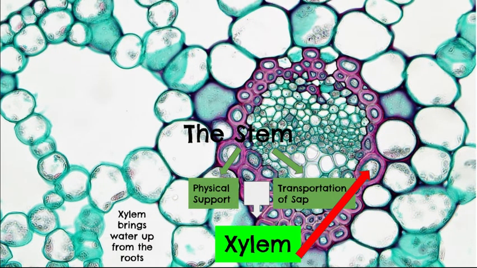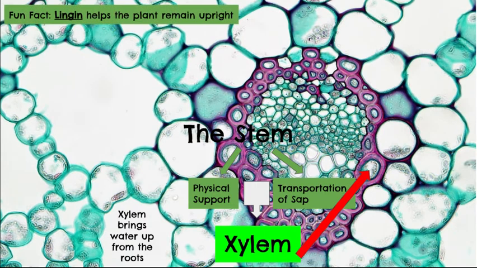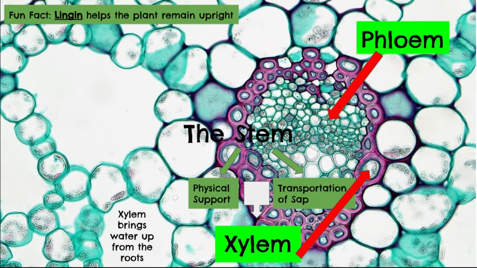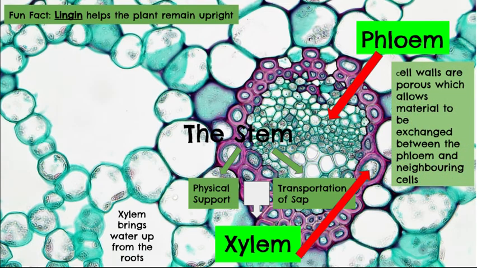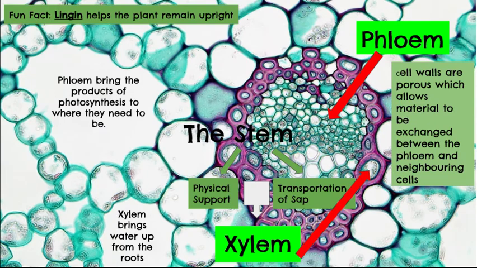Xylem cells also contain lignin, which helps the plant remain upright. Xylem vessels are grouped with phloem vessels, called vascular bundles. This way, the strength of each xylem vessel adds to the strength of all the other xylem vessels. Phloem is also made of vertically stacked tubes, but their cell walls are porous, which allows material to be exchanged between the phloem and neighboring cells.